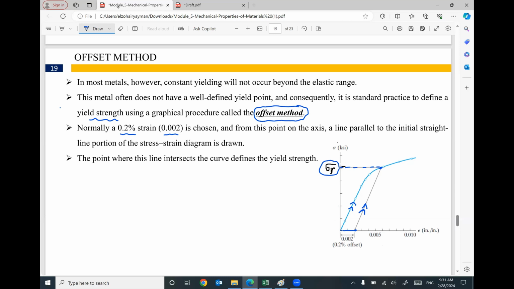So 0.2% strain is chosen, and from this point on the axis, a line parallel to the initial straight line portion of the stress strain diagram. The point where this line intersects the curve will define the yielding strength or the yielding stress.